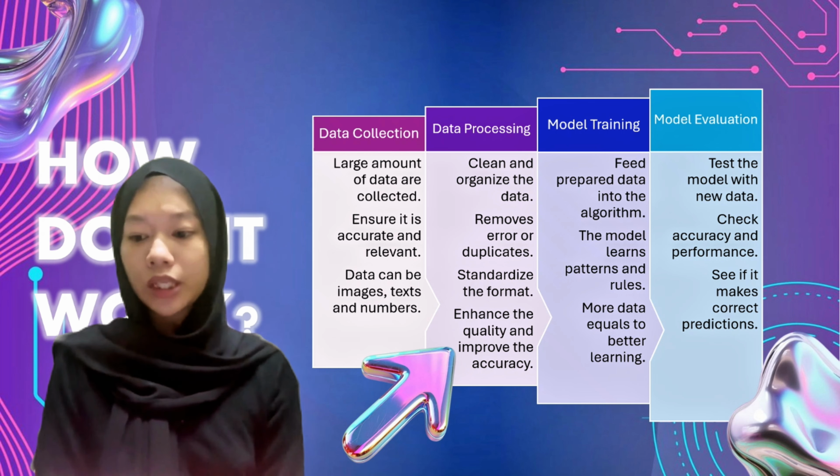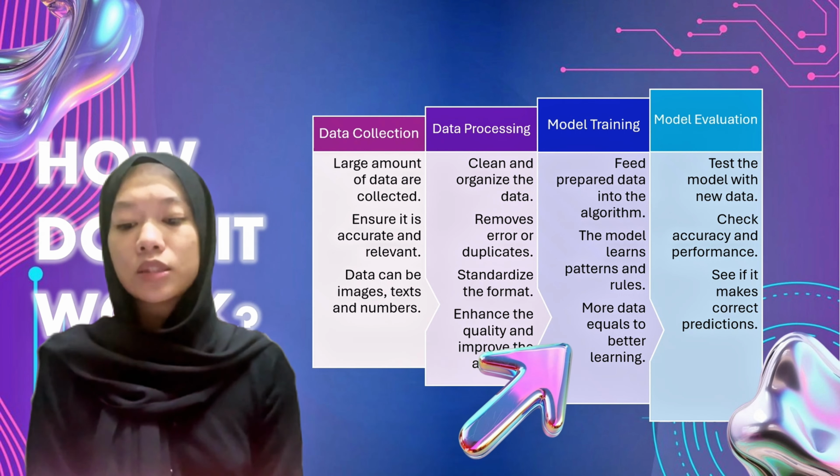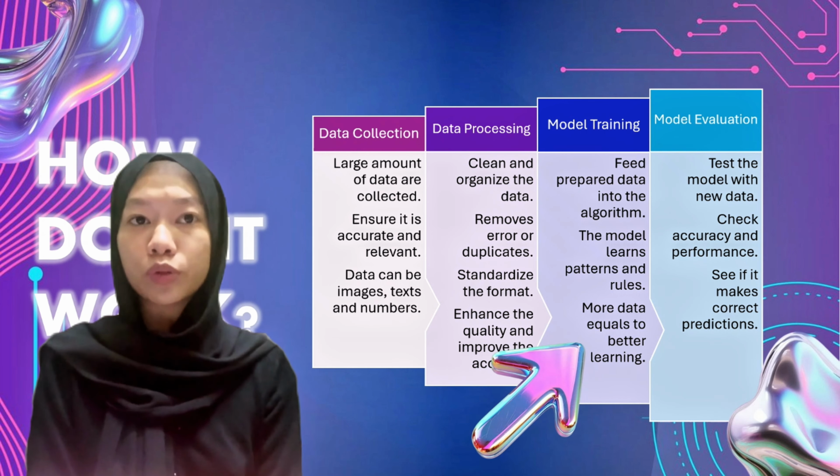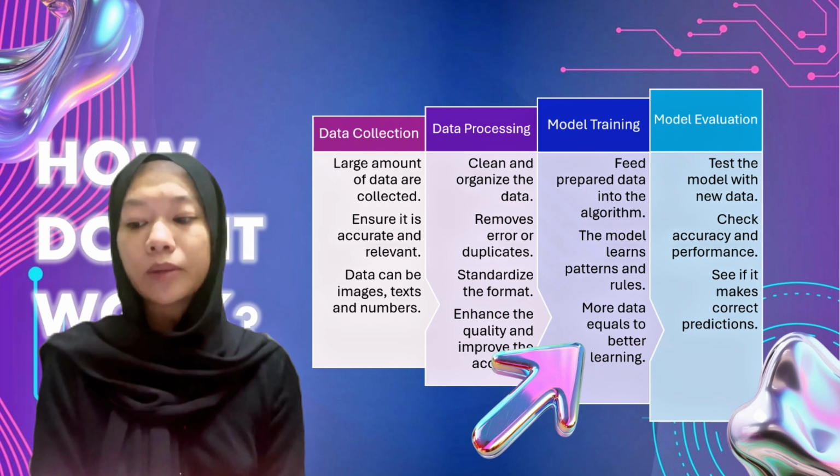Once the data is ready, we move to training the model. This is where the machine learning algorithm is given the data and starts to find patterns and rules within it. The more quality data we provide, the better the model can learn.